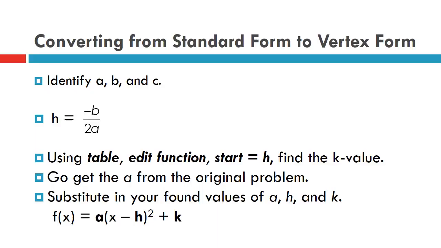And then we're going to use the table edit function in our calculator to find the k value. What we're looking for is, when we find the h in the x value, the y value will be k. So then we look back at the original problem to get our a value and substitute everything we found into a times parentheses x minus h squared plus k. And again, that is the vertex form of the formula, and it is provided for you.